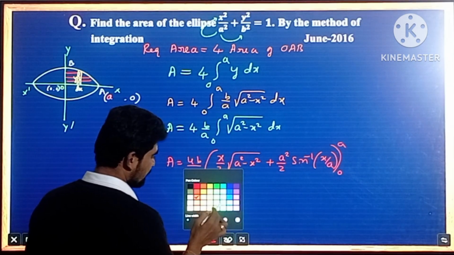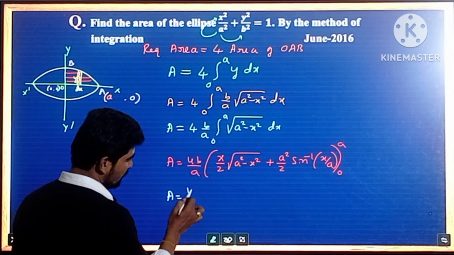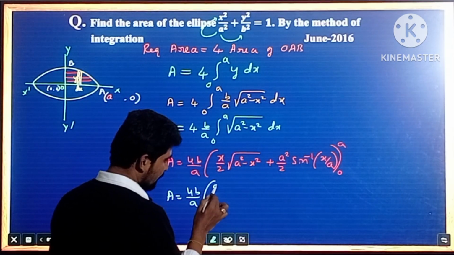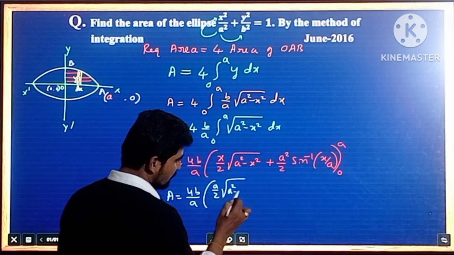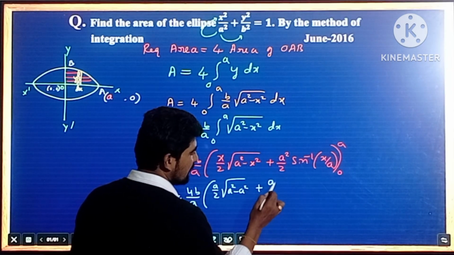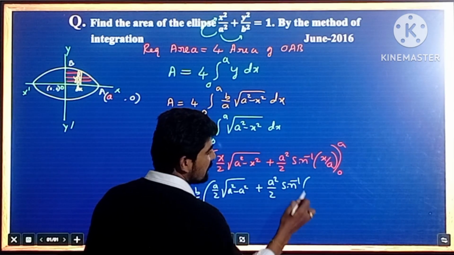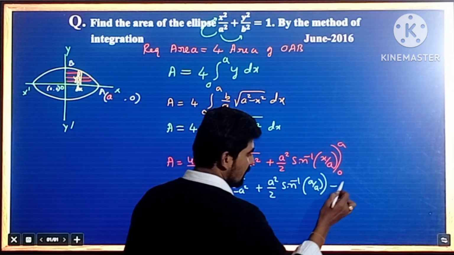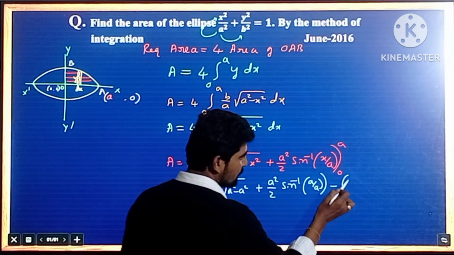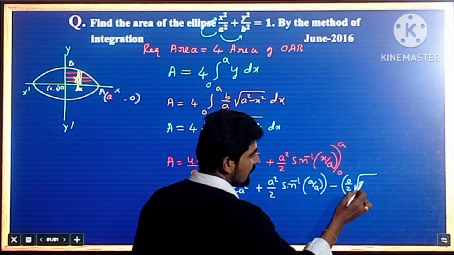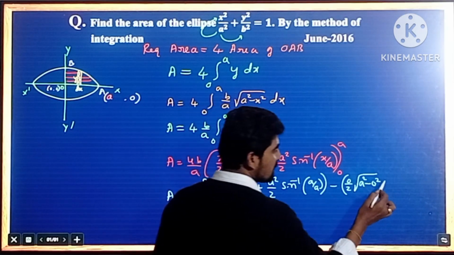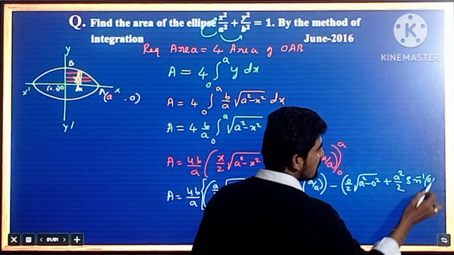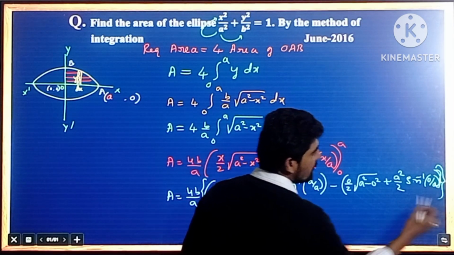Now apply the limits. So therefore area is equals to 4b divided by a into, upper limit a: a by 2 into square root of a square minus a square plus a square by 2 into sine inverse of x by a, meaning a by a, minus lower limit is 0: 0 by 2 into square root of a square minus 0 square plus a square by 2 into sine inverse of 0 by a. Substitute x equals 0. I hope all of you are understanding.